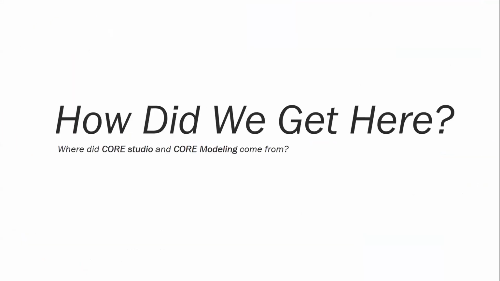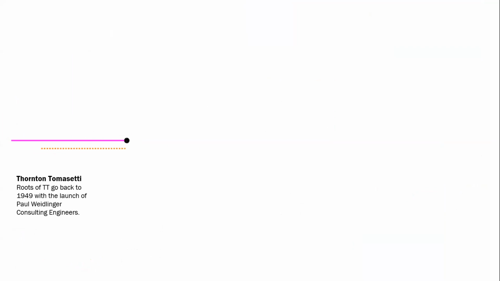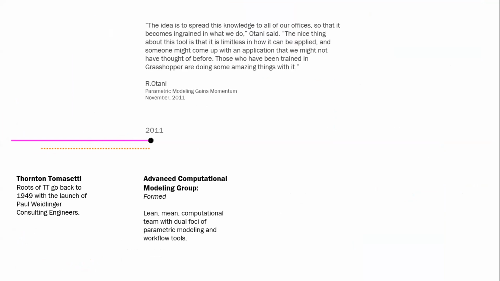So, with that in mind, how did we get here? Specifically, Core Studio and Core Modeling. Thornton Tomasetti itself, the roots go back to 1949 with the launch of Paul Weidlinger Associates. In 2011, Robert Otani forms the Advanced Computational Modeling Group, essentially a lean, mean computational team whose goal is to spread knowledge through all of our offices, through dual focuses of parametric modeling and tool creation.